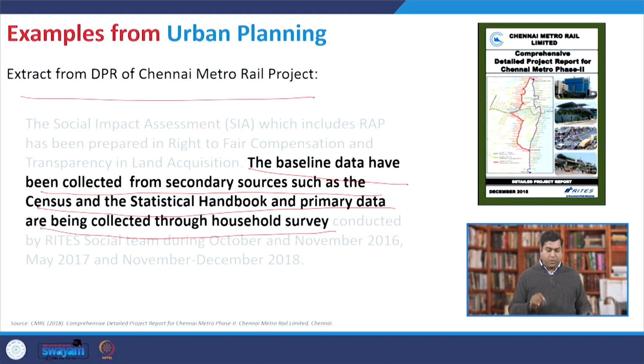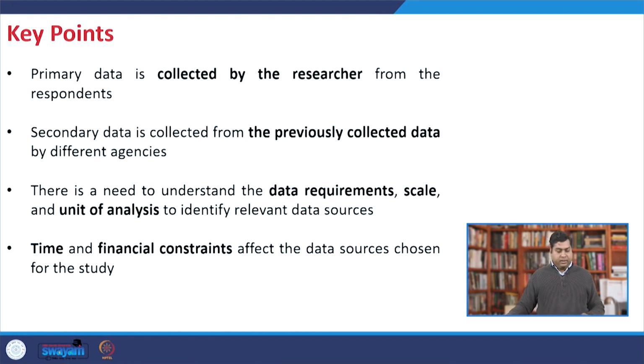The main point in this case is that primary data is collected by the researcher from the respondent if it is required, and secondary data may not be useful, for example if my research is not based on it, or the available data is not adequate, not consistent enough, or has certain kinds of error. In that case we go for primary data. Secondary data is collected from previously collected data by a different agency. There is a need to understand the data requirement, the scale of that data and the unit of analysis, to understand what exact data we require, and accordingly we plan.